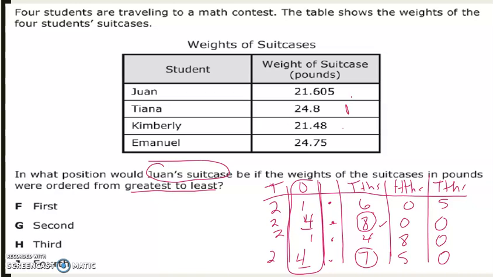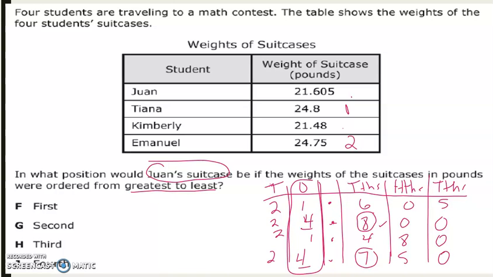Okay. And since 24 and 75 hundredths still has 24, the 7 in the tenths place makes that my second number. So I'm going to go ahead and put 24 and 75 hundredths next. So that's my second number. And now I'm looking for my third number. So I'm going to have to go back to 21 and 605 thousandths and 21 and 480 thousandths.